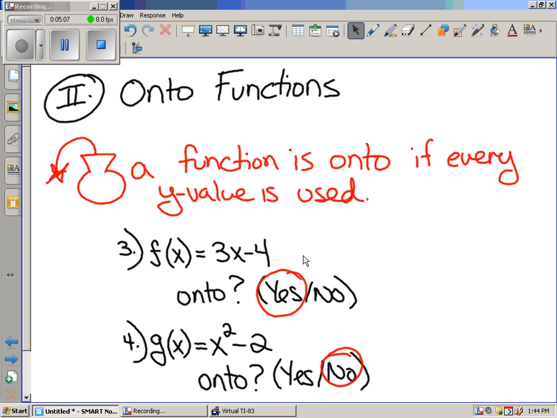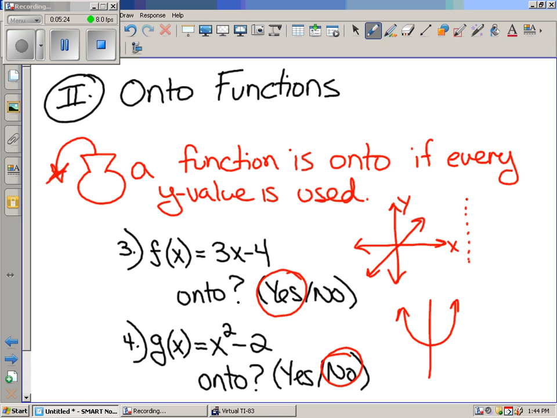This was an example of a line. And so every y value was going to get used. You see, the line was going to go on forever. So everything was going to get used in this direction. But this was an example of a parabola, right? And that's not the exact picture that was drawn, but that's okay. And so you had a huge space right there of y values that were not being used, so it's not an onto function.